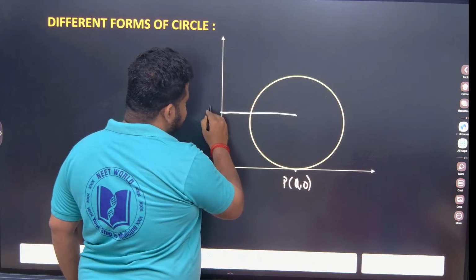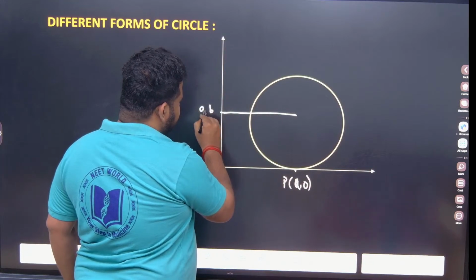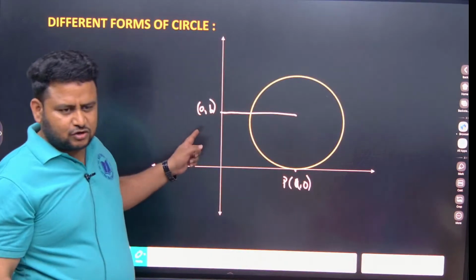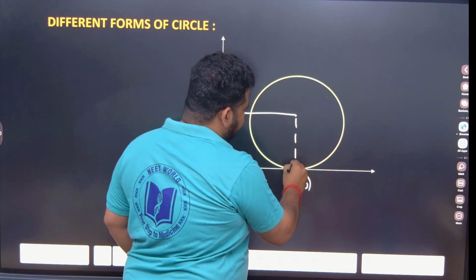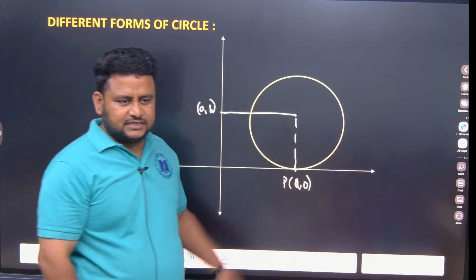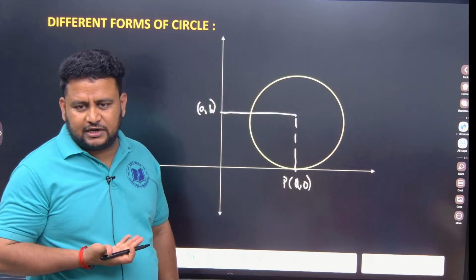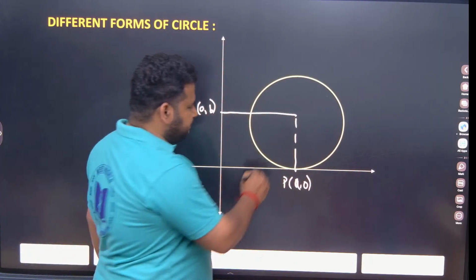Okay, let this be point B. This will be 0 comma B, because it is on the y axis. What is the height of this point? What is the height of the center? B only. Correct. So the height of the center will be B only.